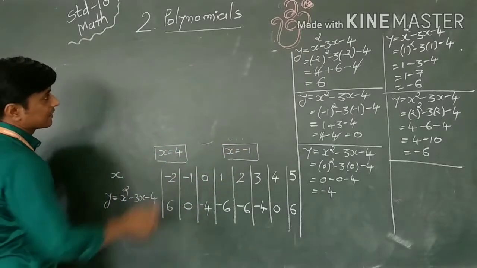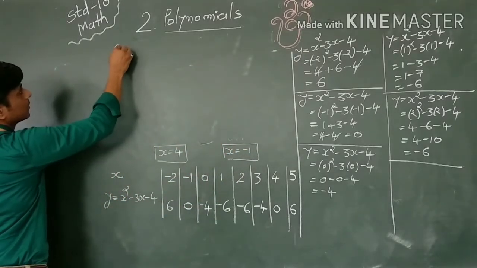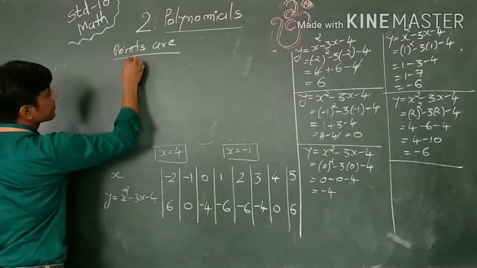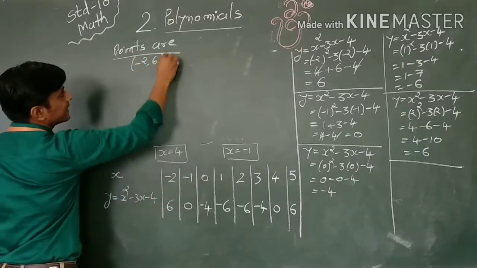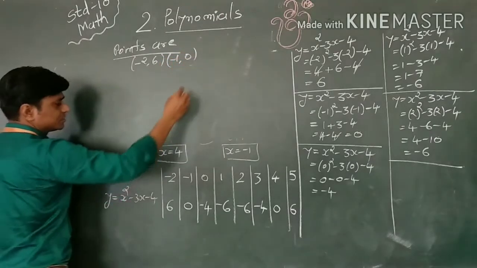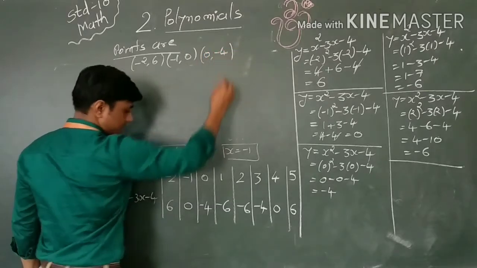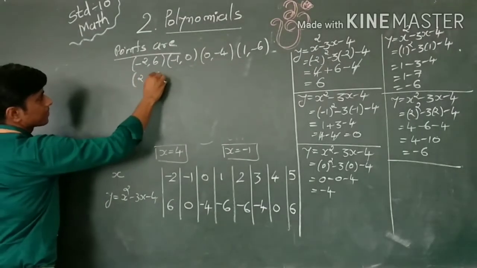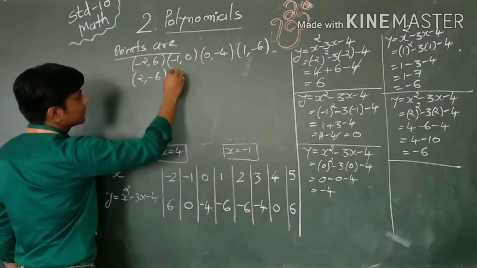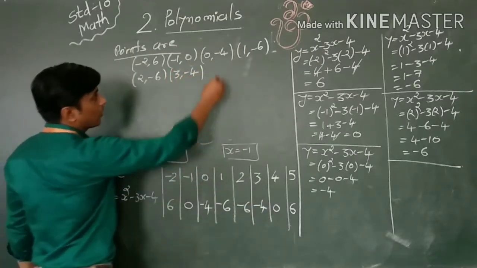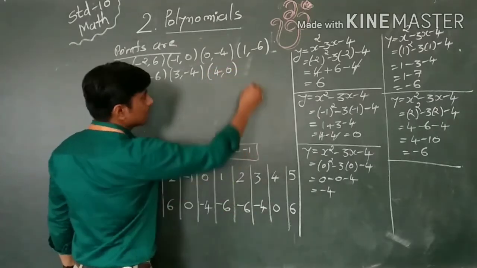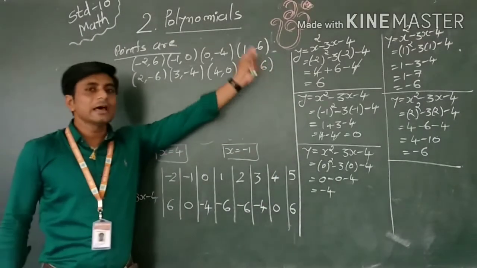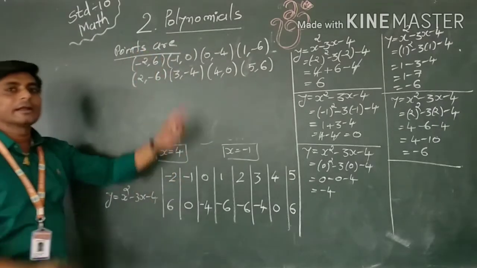Now we see on a graph paper our points are (-2, 6), (-1, 0), (0, -4), (1, -6), (2, -6), (3, -4), (4, 0), (5, 6), etc. These all are our points. Now we plot these points on a graph paper.